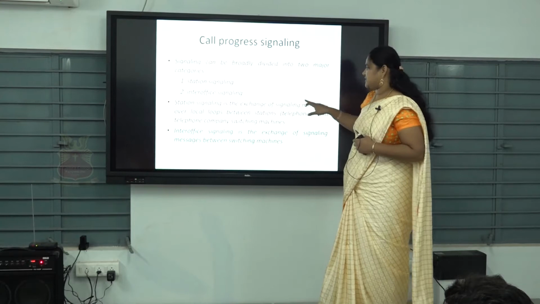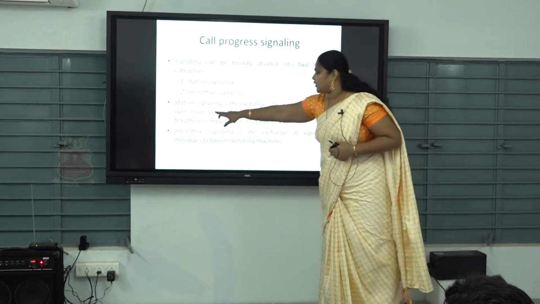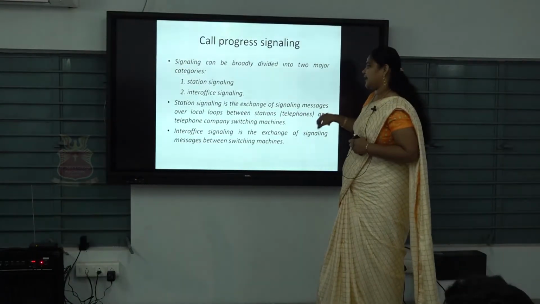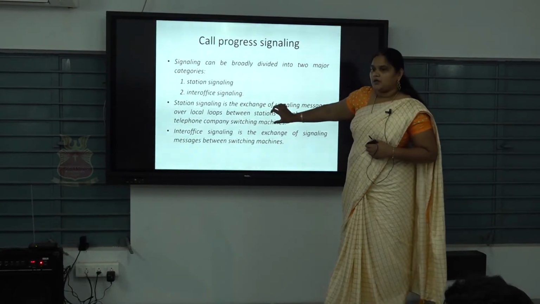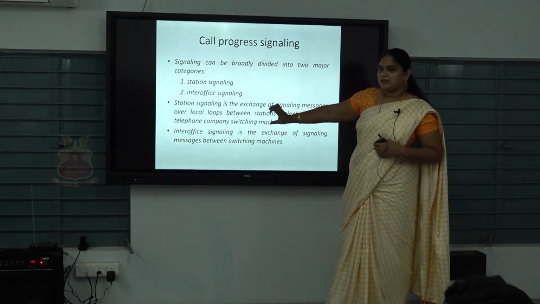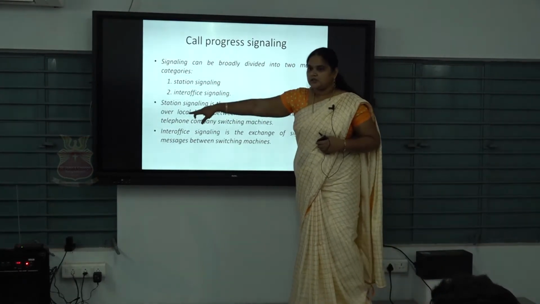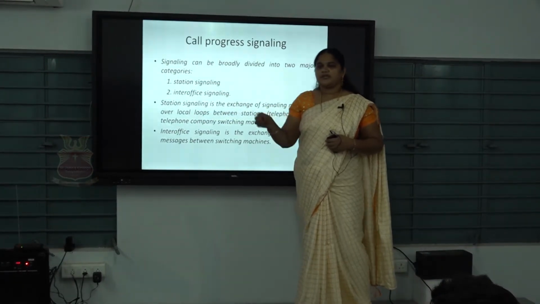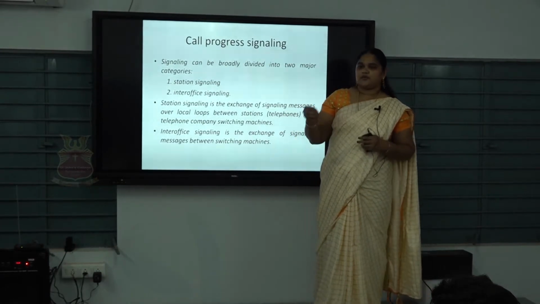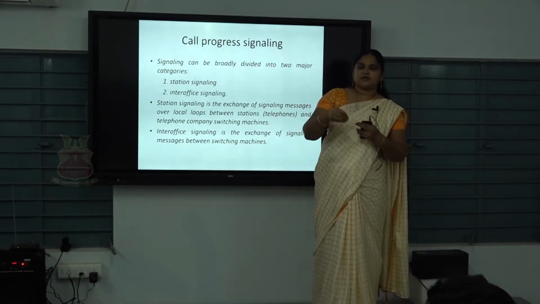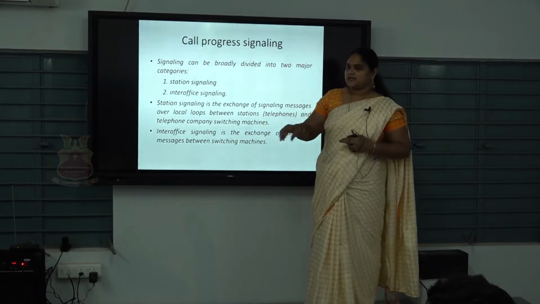it is the exchange of signaling messages over local loops between the station and the telephone company switching machine. Do you know the meaning of this? What is meant by local loops? Local loop means wire. In our household telephone, we are using two wires. It is called a local loop.